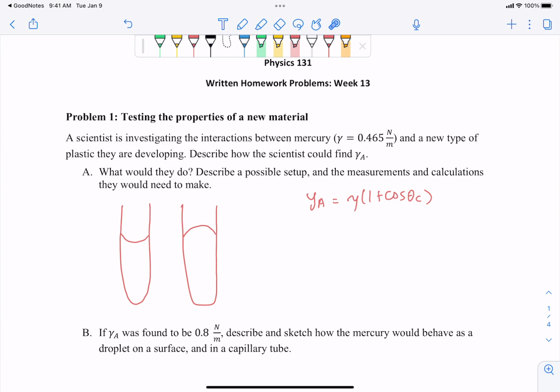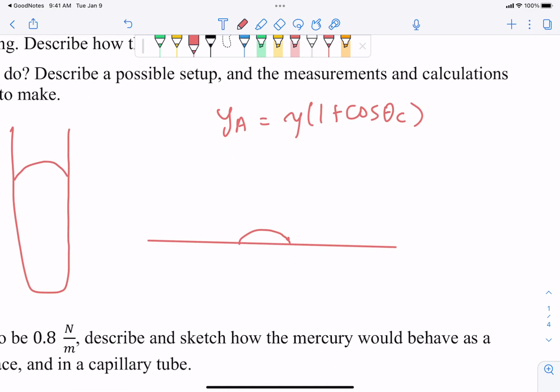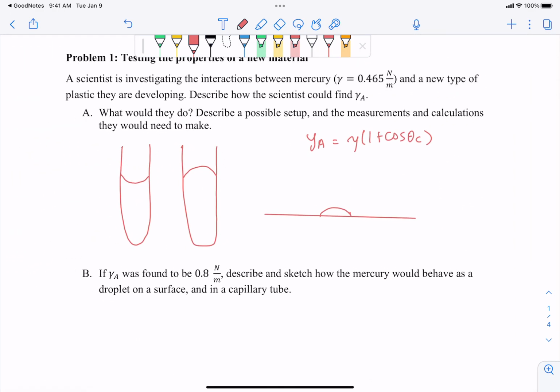So you could just have this flat surface, put the droplet there, and then measure the contact angle. Either way would work as long as you are sure that you can figure out the contact angle, and then you can plug that into your equation to figure out your adhesive surface tension. Does that make sense for the experimental way to set it up? Either you can put it in a tube or put it on a flat surface and measure the contact angle, and then calculate the adhesive surface tension from that.